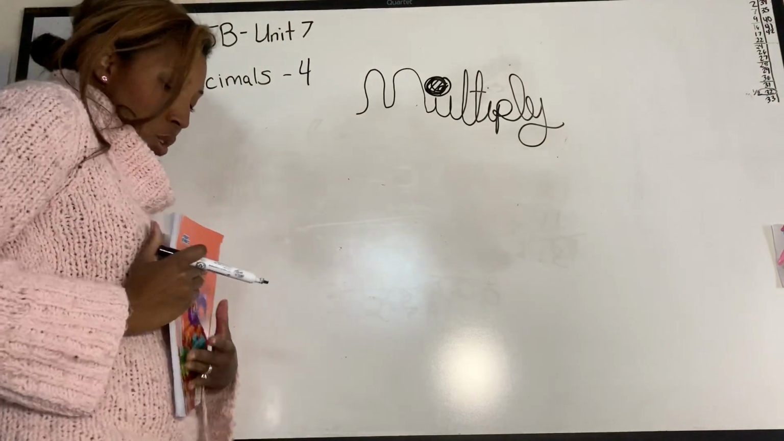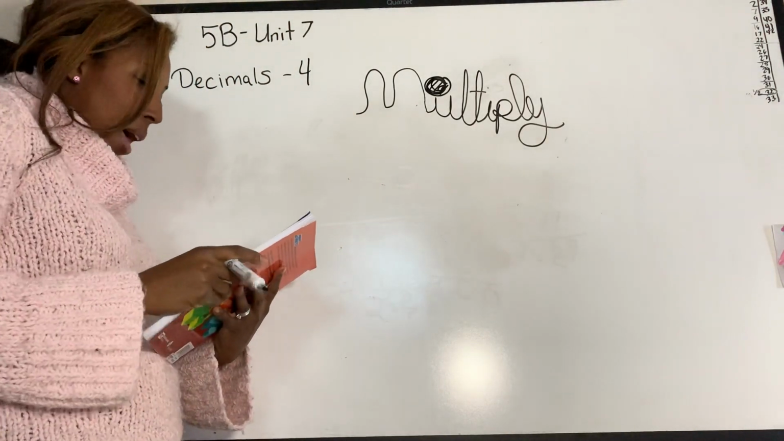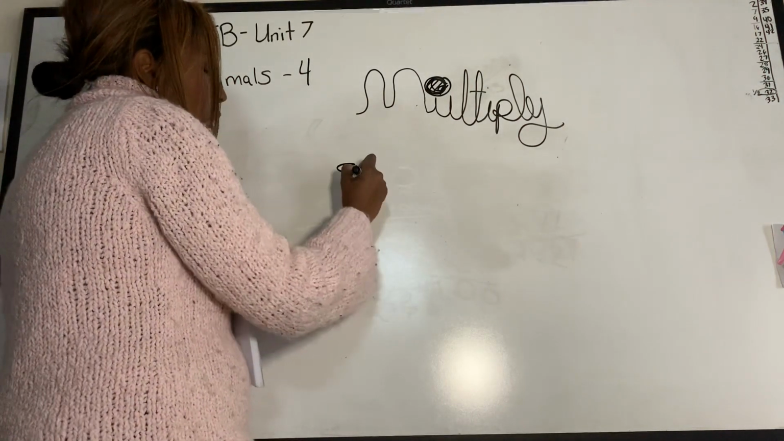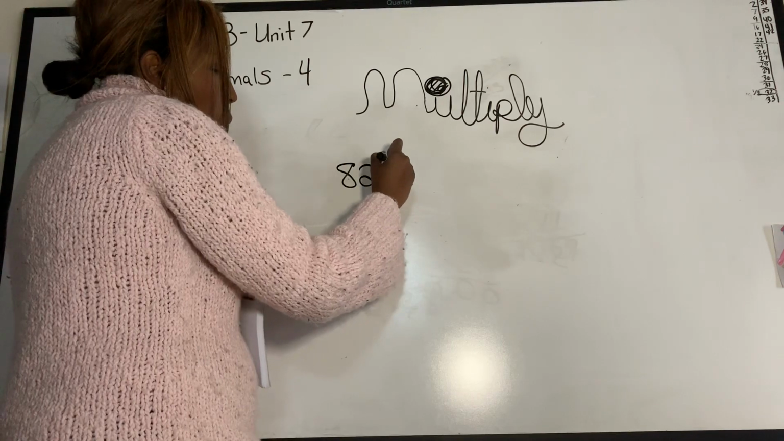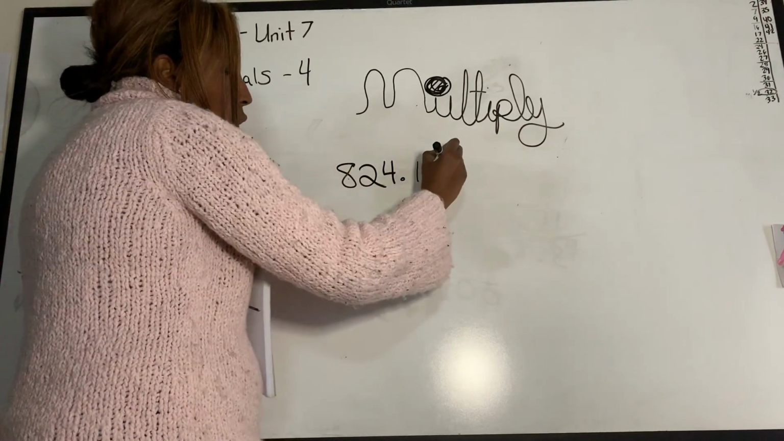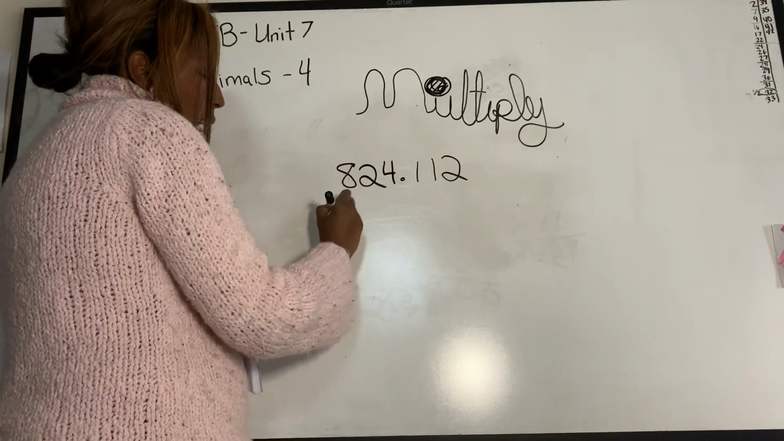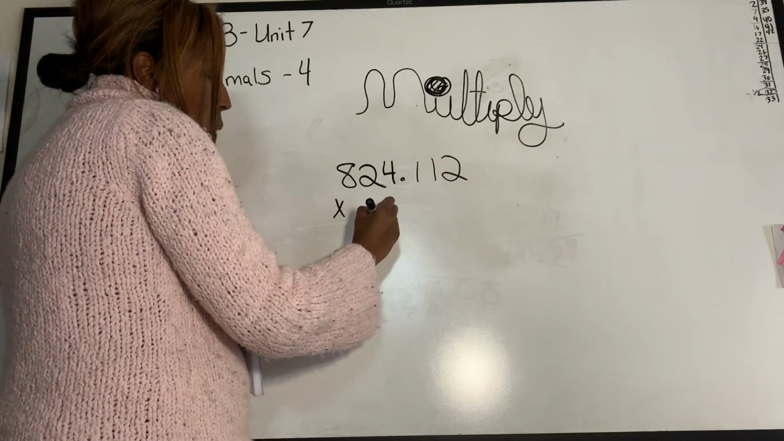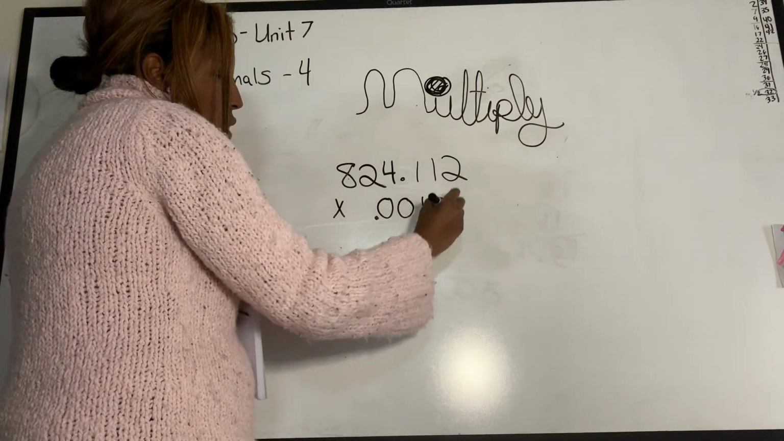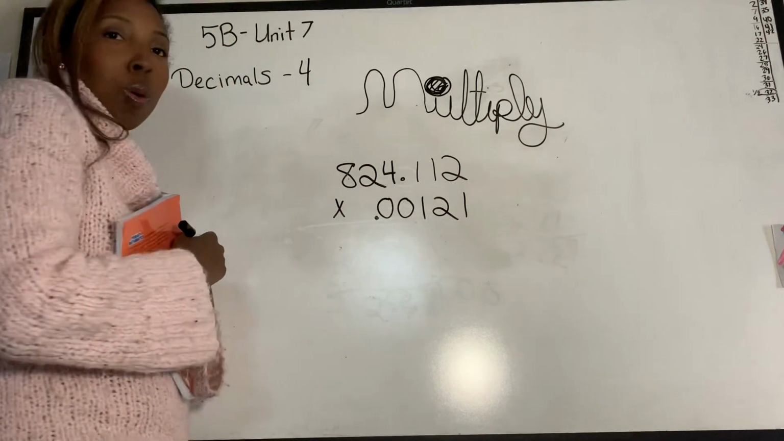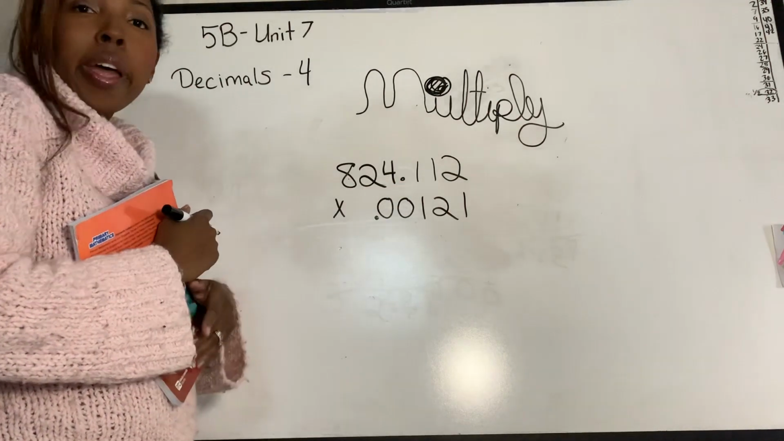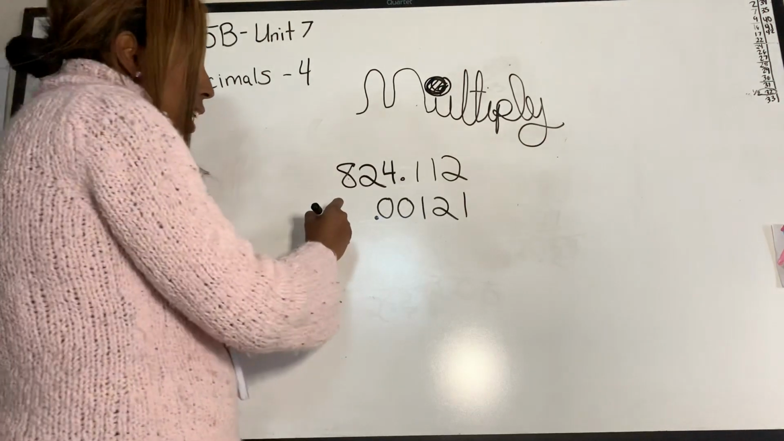So let's see, what is a hard one we can do? How about 8.24112 times 0.00121. Whoa! Notice, did I line my decimals up? No, because they're going to just run around anyway.